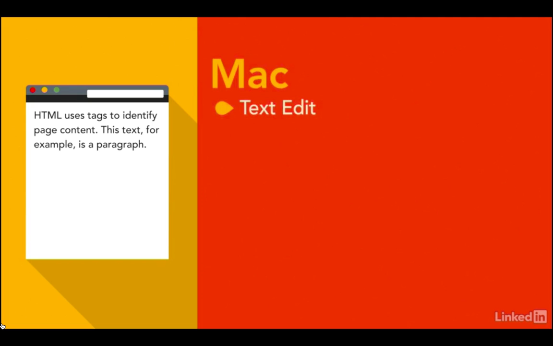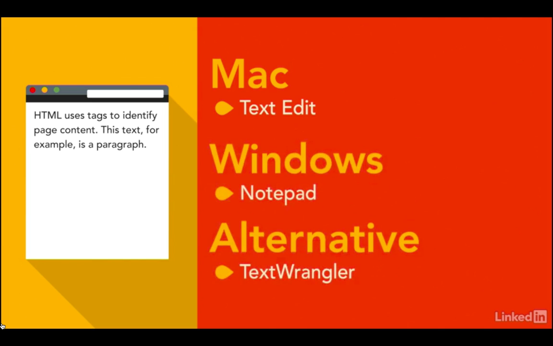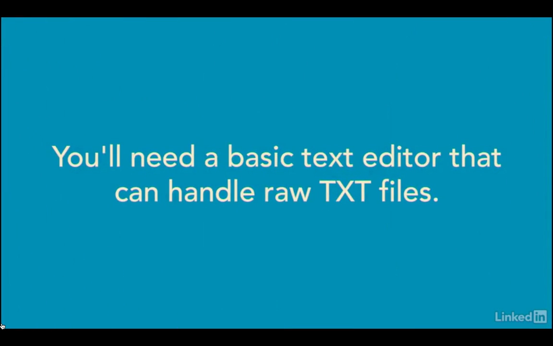TextEdit. If you want to do this along with me, if you're on Windows, open it up in, say, Notepad, or you could use a different program like Text Wrangler. You just want to make sure you're using a basic text editor that can handle raw TXT files. The reason I'm using this and not some code editor is I want to reinforce the concept that HTML is really nothing other than a text file. There's no special encoding going on with it. It's simply a text file with a .htm or .html extension.